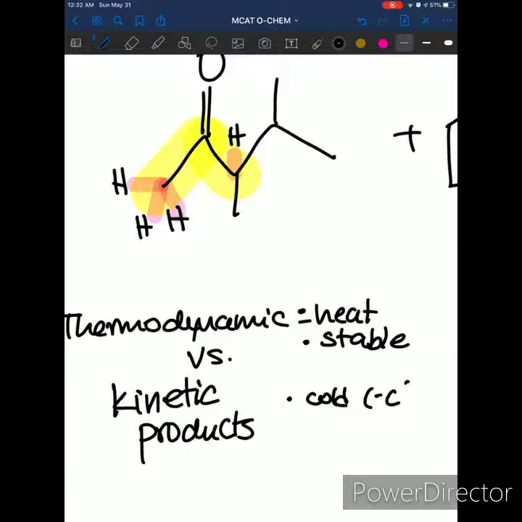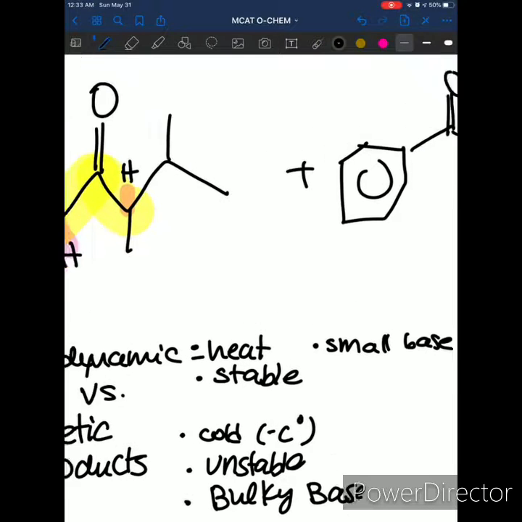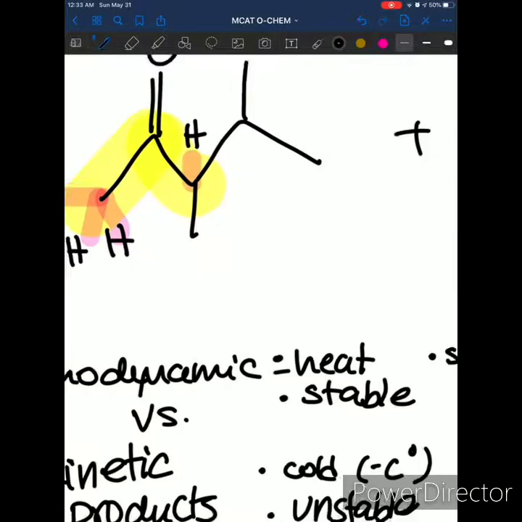That looks like an E. Let's fix that. And also, it's the unstable one. To get the thermodynamic product, you're going to need a small base, and I will show you why in a second. For this one, you need to have a bulky base. Okay, so let's go ahead and put it all together.